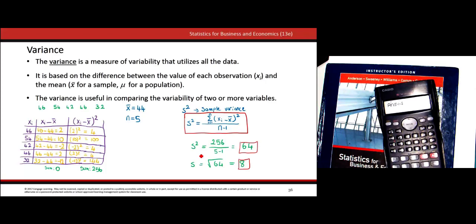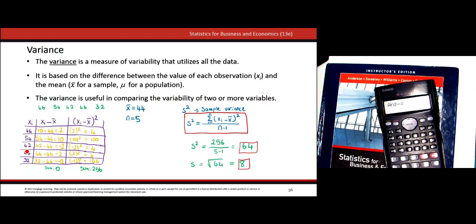Another question is, can variance be 0? Theoretically it can be 0, such as if all these values are the same, say they are all 46, 46, 46, 46, 46, then the variance will be 0 if they are all the same.